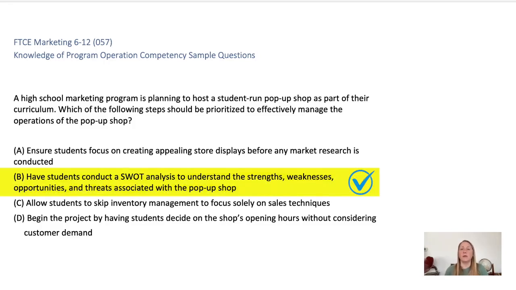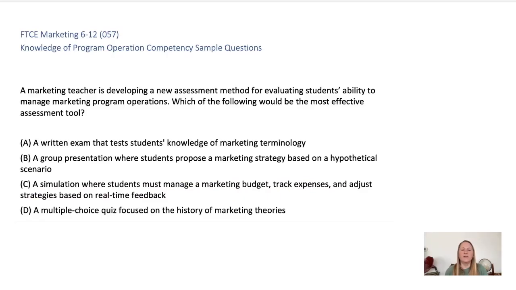The correct answer is B. Conducting a SWOT analysis is a critical step in understanding the internal and external factors that can affect the success of the pop-up shop. It helps students identify areas of focus and potential challenges, which are essential for effective program operations.